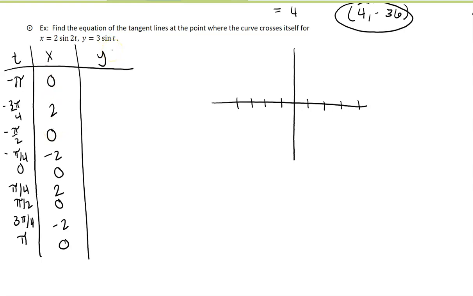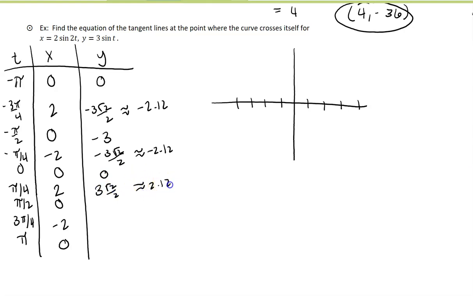3 sine of t, if I plug in the negative pi, I get 0. If I plug in the negative 3 pi over 4, I get negative 3 root 2 over 2, which is about negative 2.12. If I plug in negative pi over 2, I get negative 3. If I plug in negative pi over 4, I get that again, negative 3 root 2 over 2. The 0 gives me 0. The pi over 4 gives me 3 root 2 over 2, which is about 2.12. And then pi over 2 gives 3, and 3 pi over 4 gives 3 root 2 over 2, and pi gives 0.